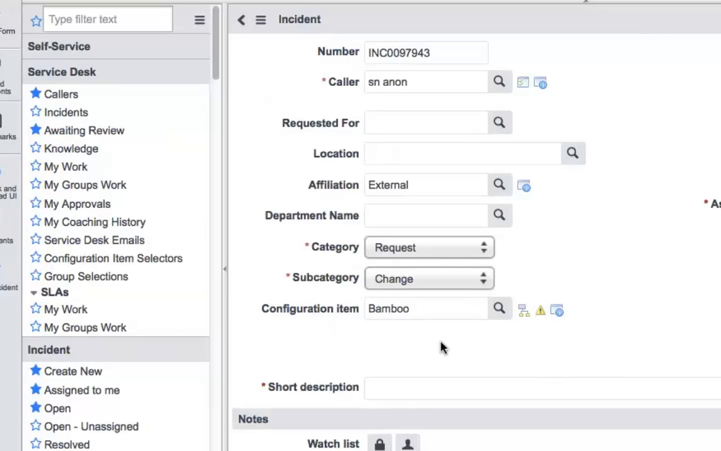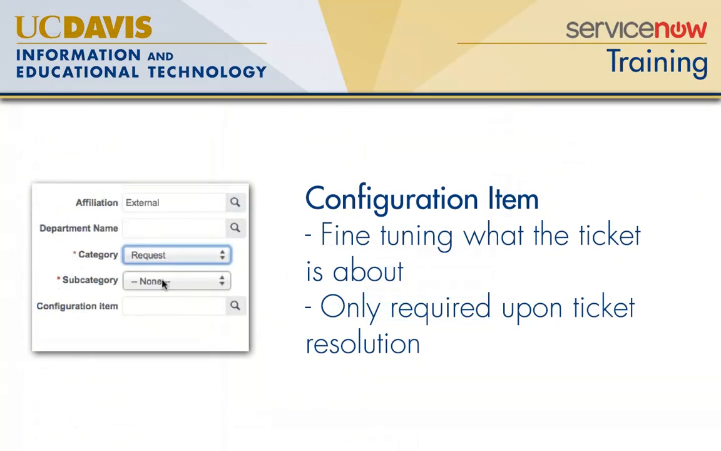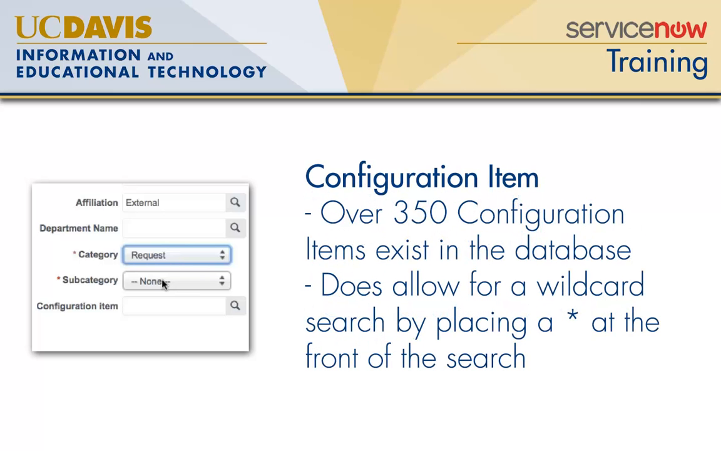Configuration items are sort of the fine-tuning of what the incident is about. They help identify the affected items and, for incidents, the impact that they may have on other services. Because of the nature of incident tickets, what the customer believes may be the issue and what the actual issue is could vary greatly. This is why the field is currently optional. There are over 300 configuration items in the database. This number will likely continue to increase, but we don't expect any single person to remember them all.